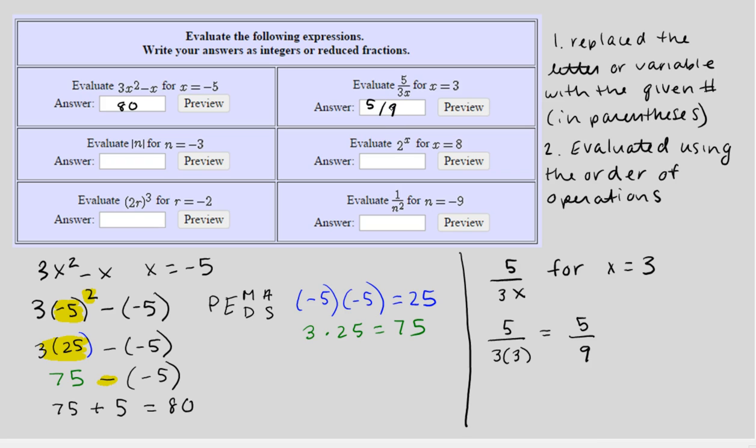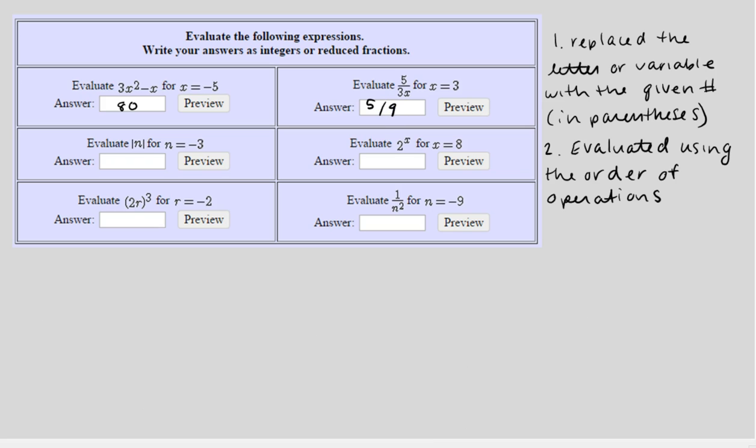Okay. Now let's try the next ones. I made some more room for computations. Now evaluate the absolute value of n. So these bars mean absolute value of n for n equals -3. So now I'm going to replace the n with -3 in parentheses. So now we've replaced it.